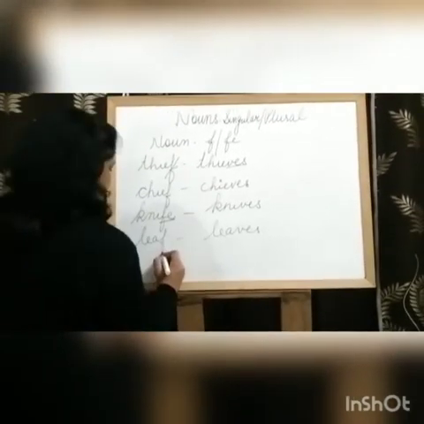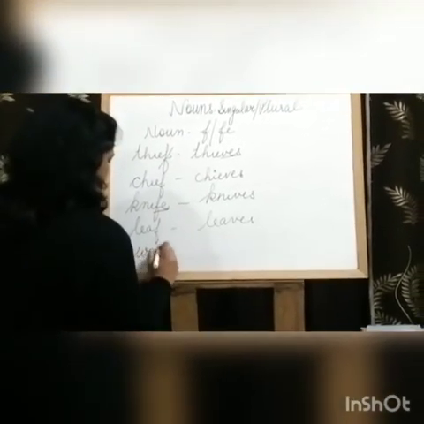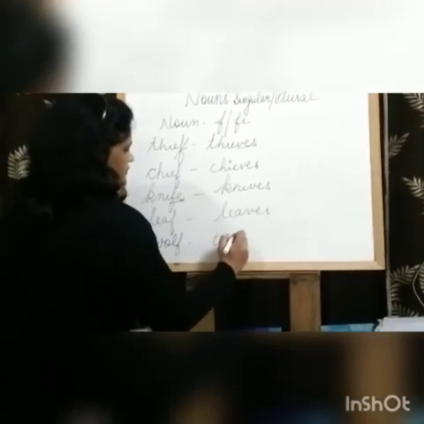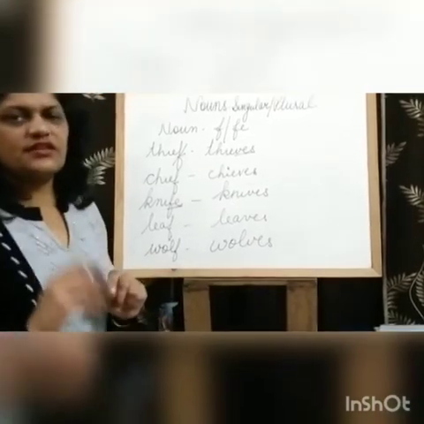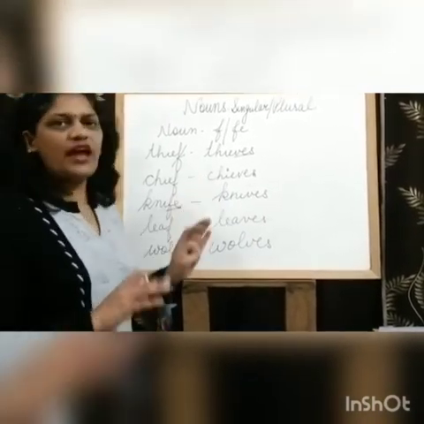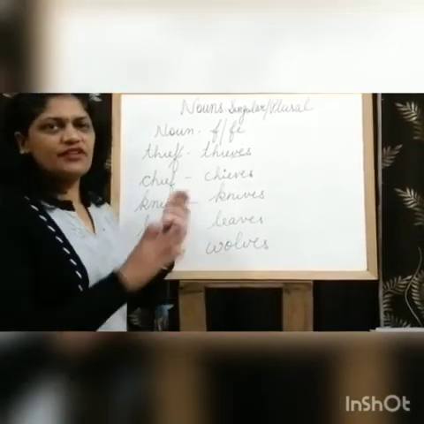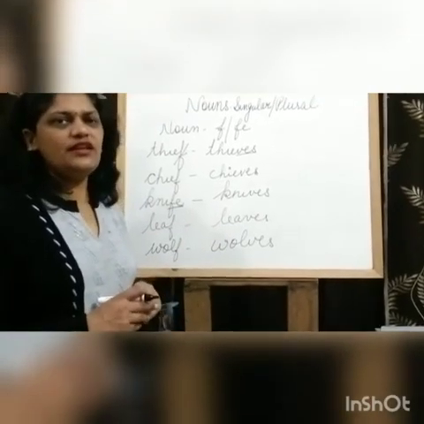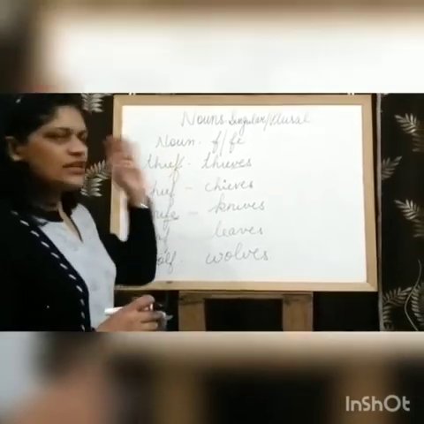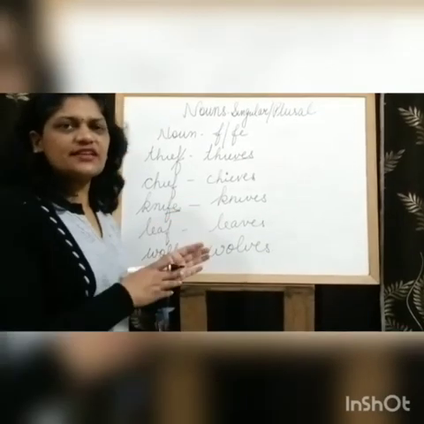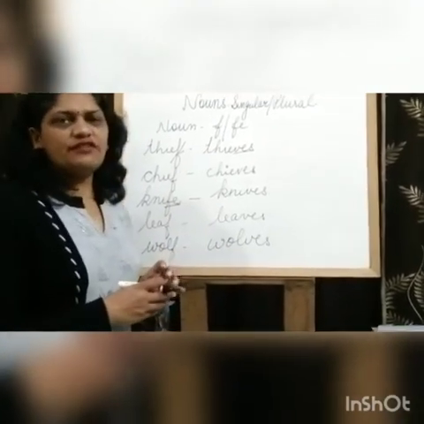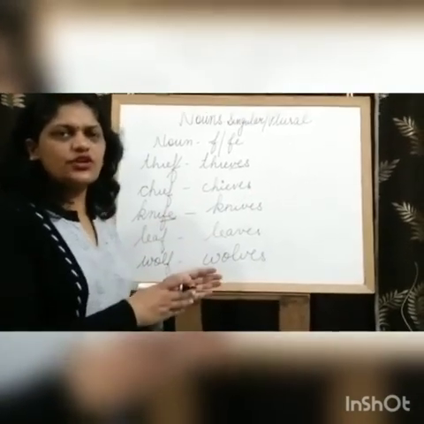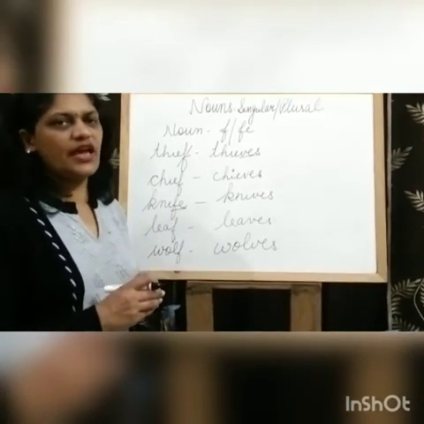Next is wolf, wolves, and so on. Now I think your concept is clear. You don't have to do cramming when we are learning singular and plural. So keep it in mind that these are some formulas you have to use when you are changing singular to plural nouns. So thank you all of you.